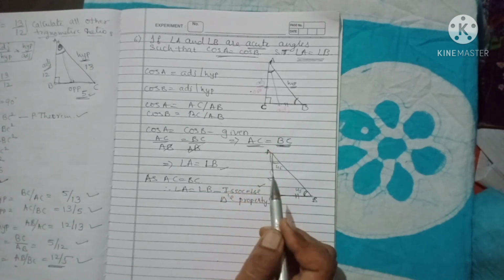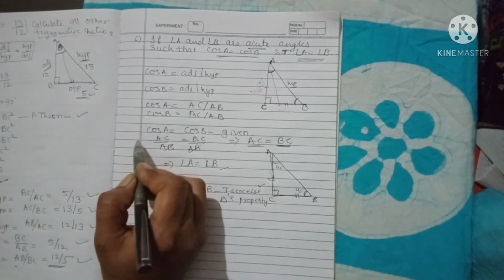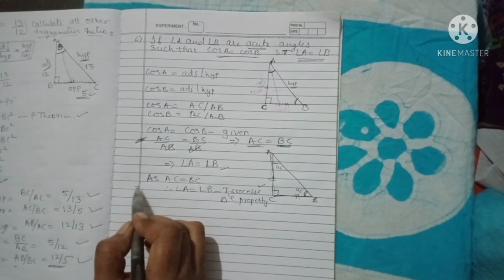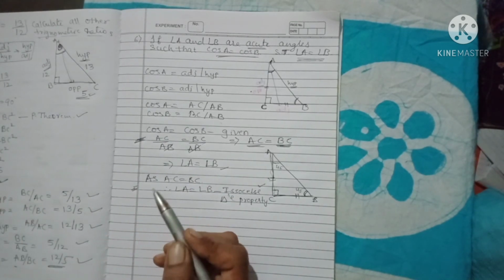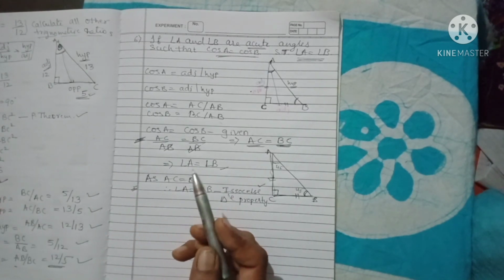So this is a very simple problem. The thing is that you must know this logic. If you know this logic, then it becomes easy. This way you are learning the sums of trigonometry one by one.